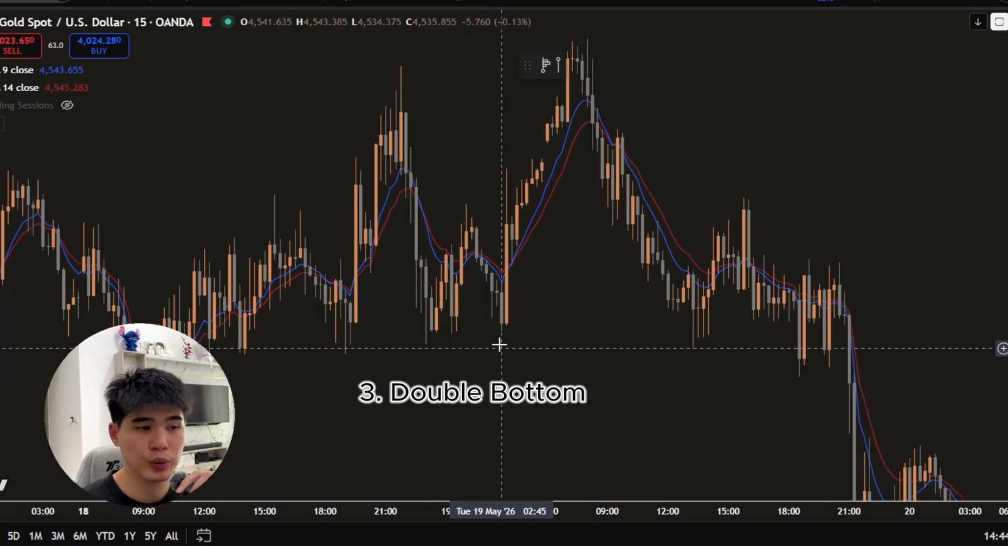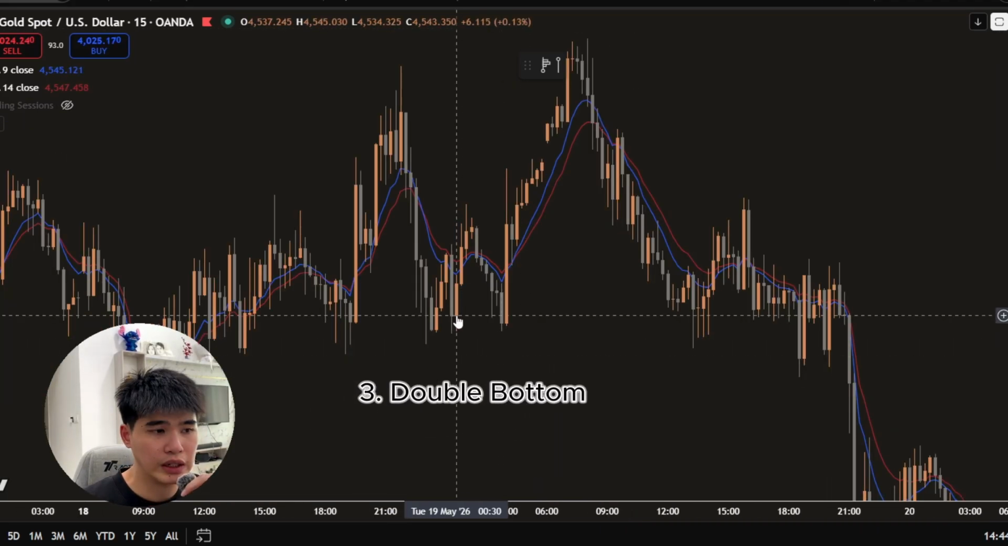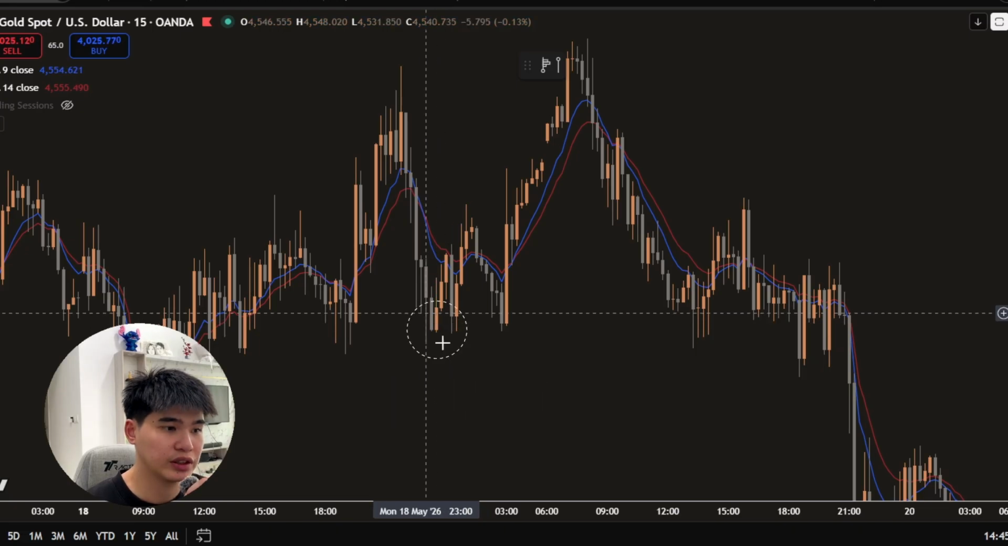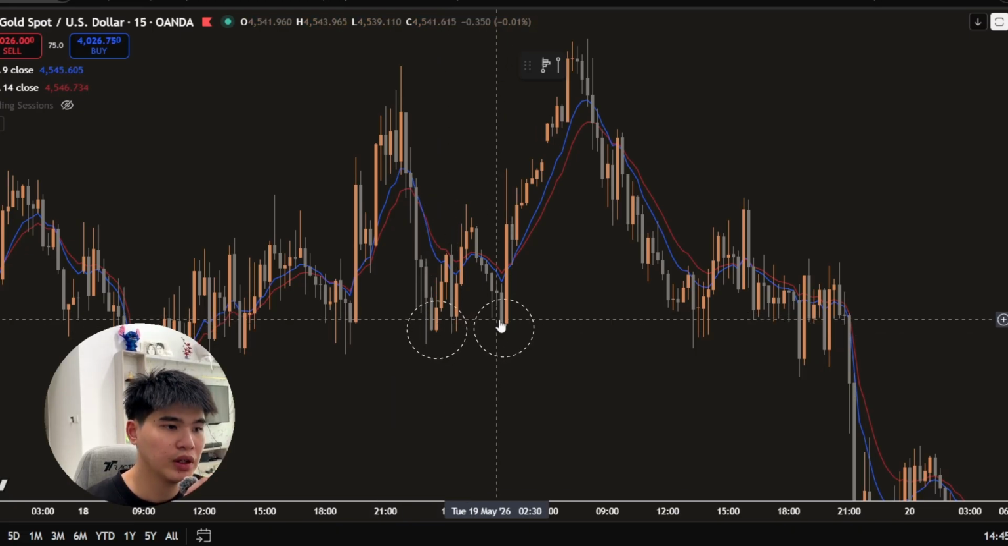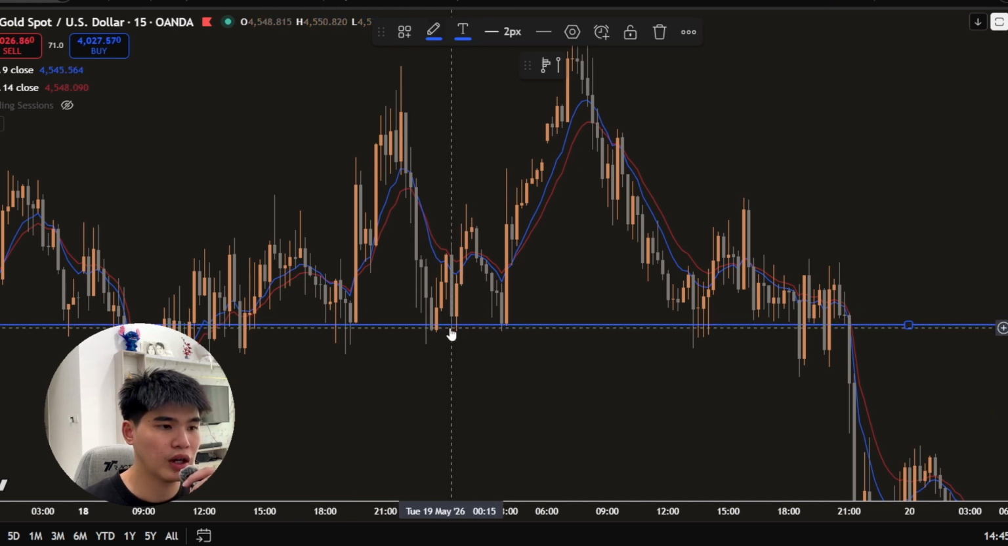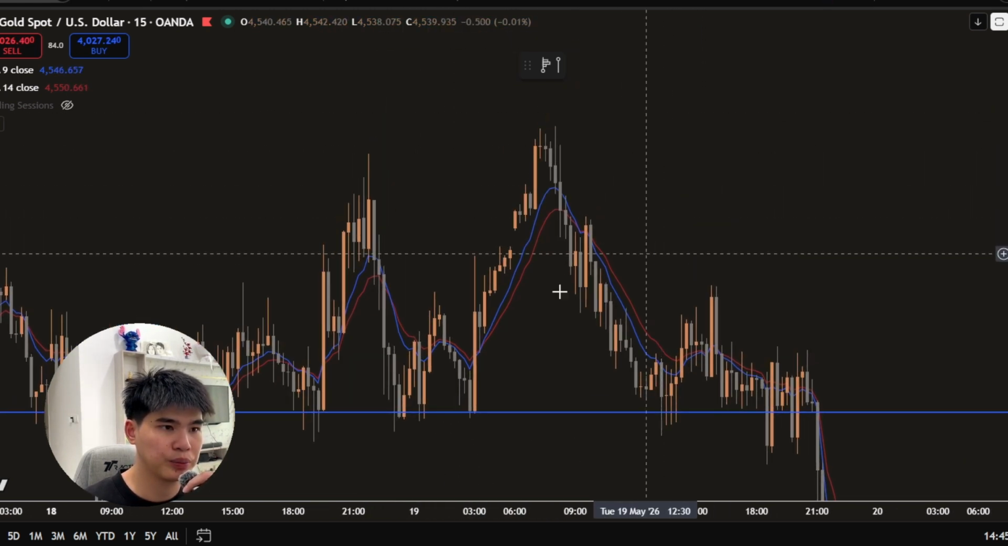And next off, we have our double bottom. So we can clearly see that price has rejected one time and two times here. So basically, this is our double bottom. After the double bottom, we go for a buy, and price just shoots up.